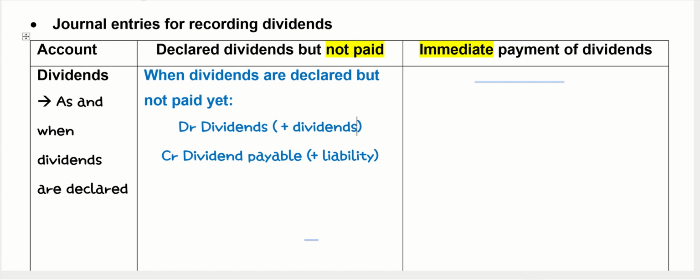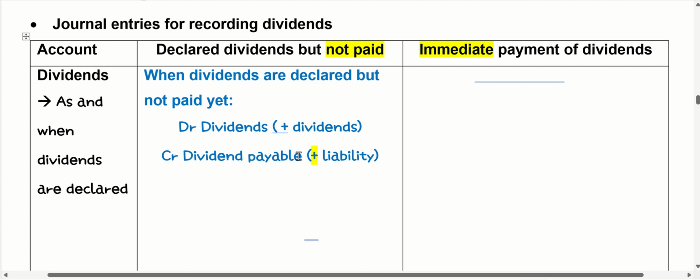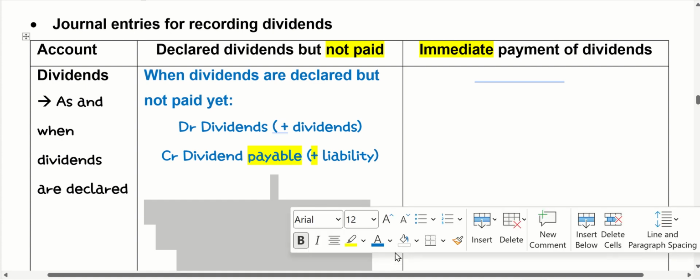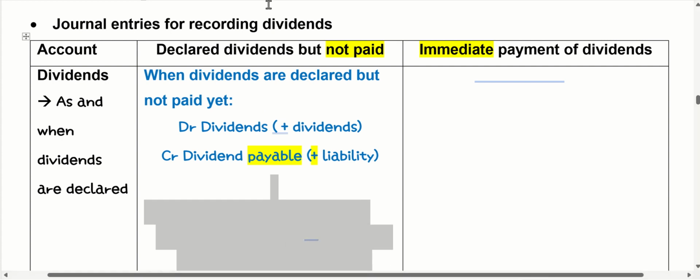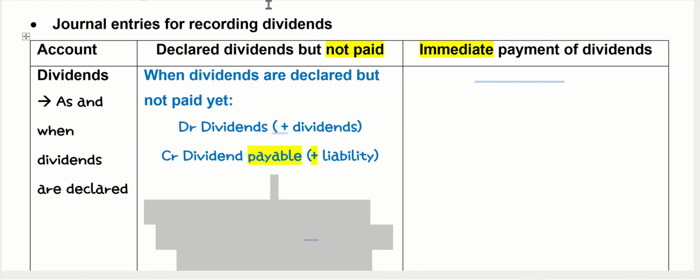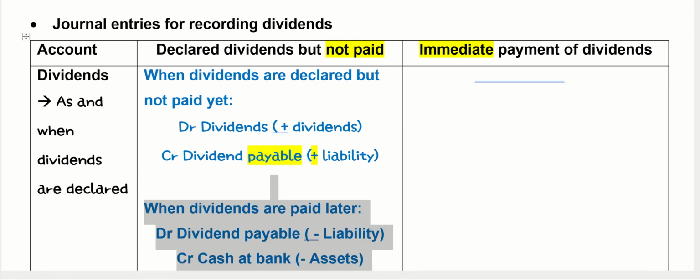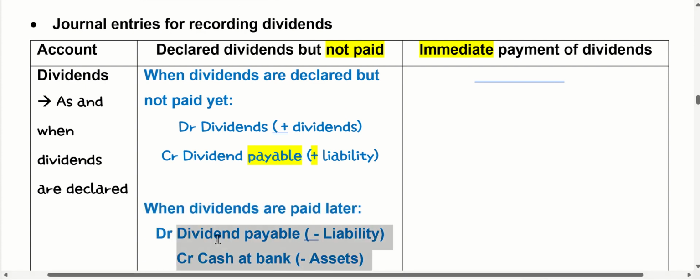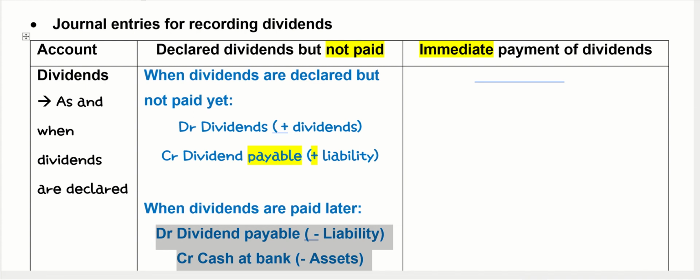Okay, you increase dividends and you increase a liability: you credit a liability, a dividend payable. So that is what happens when you declare your dividends and you have not paid them yet. As usual, maybe you want to wait until the end of this section, then pause and copy everything in one shot.